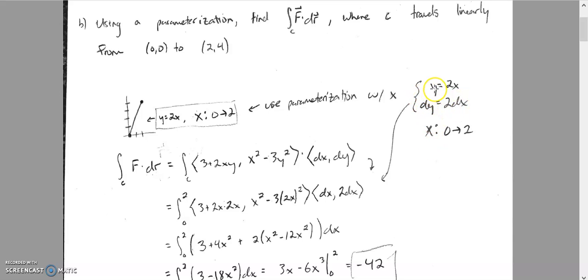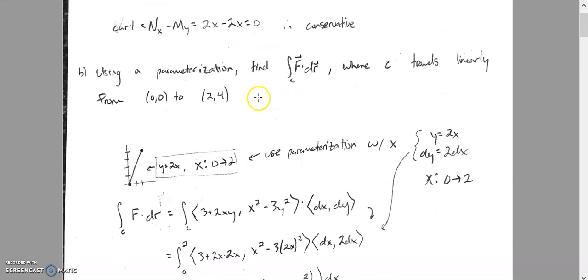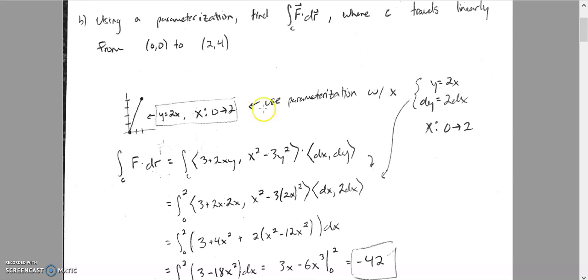So y equals 2x, x goes 0 to 2, and then this is the differential of that line up there. dy is going to be 2 dx. So I'm doing the integral of f dotted with dr. Remember, r is x comma y. So that means that dr is going to be dx dy. And then this f is just the force that we had up top, just copied in there. So I've got 3 plus 2xy, comma x squared minus 3y, dotted with dx dy.